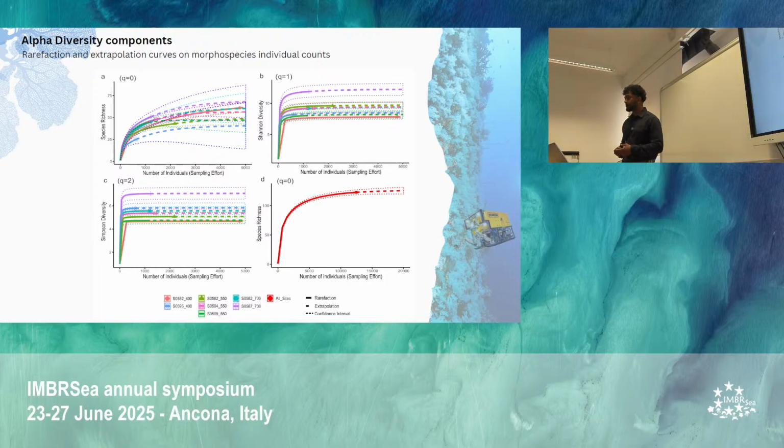While we're on this, you quantify sampling effort as a number of individuals. Sorry? You quantify the sampling effort in these graphs as the number of individuals that you allocated. Could you have taken another way of quantifying that effort? Yeah, I mean, I could do this with area sampled instead of number of individuals sampled.